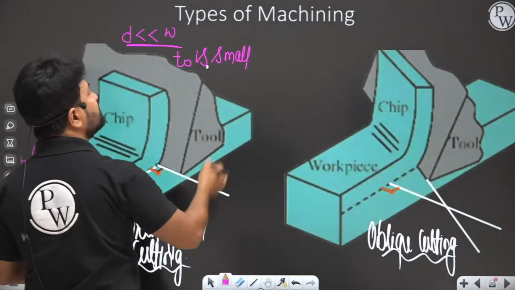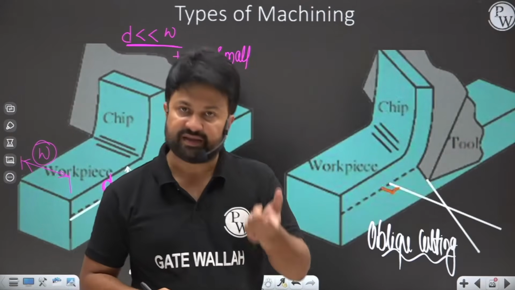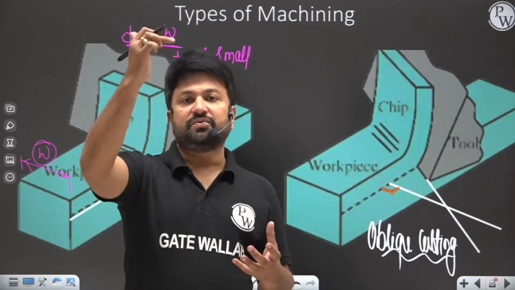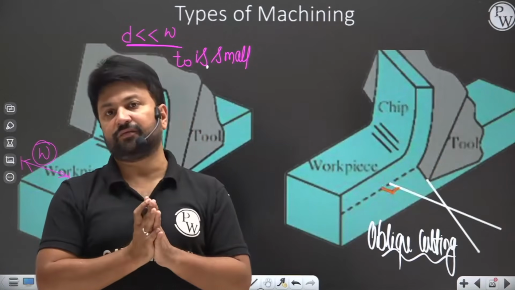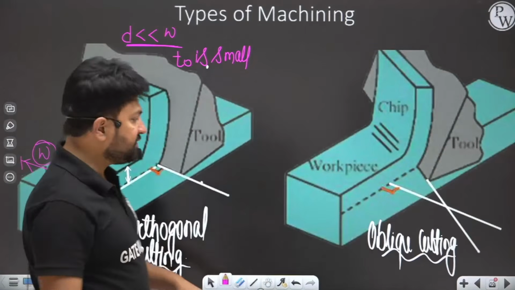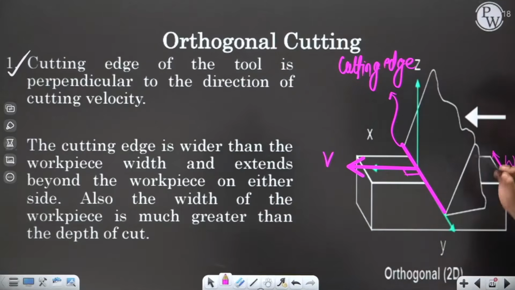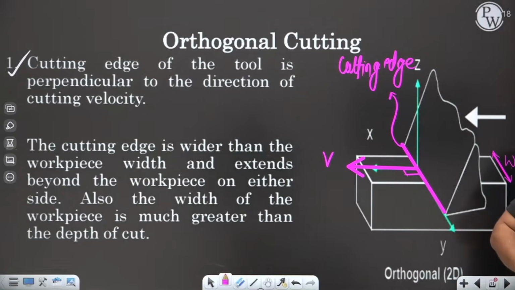If T0 is small, then the removed chip has less thickness, and the chip is going to be produced in a continuous manner, and the surface finish will be good. So I hope the two assumptions are crystal clear to both of you.